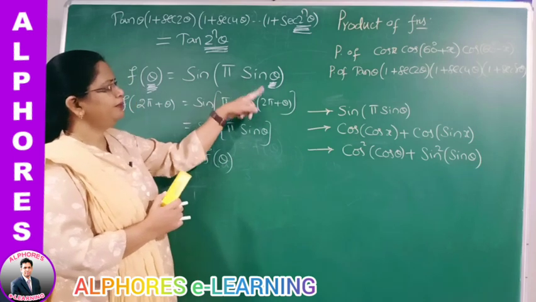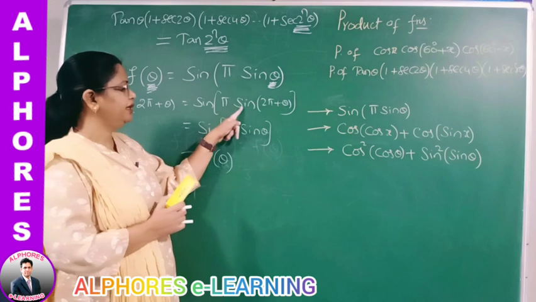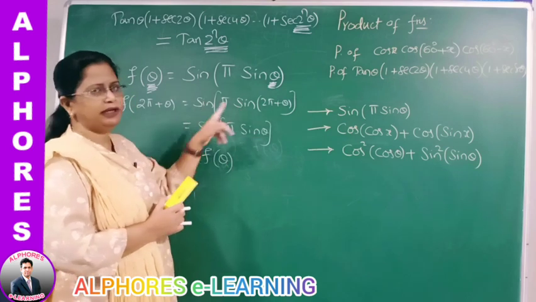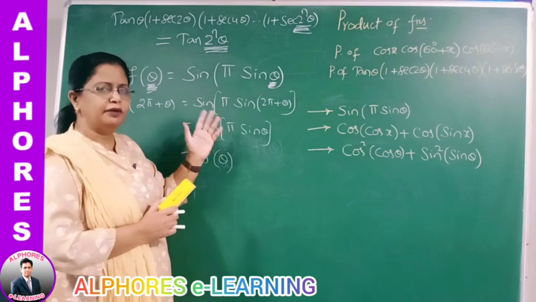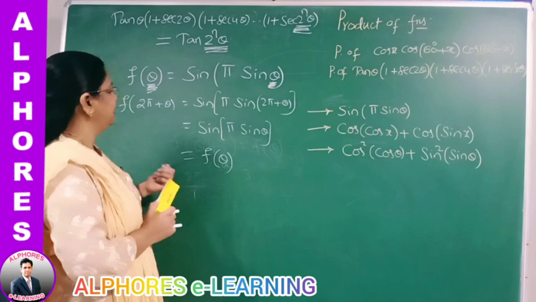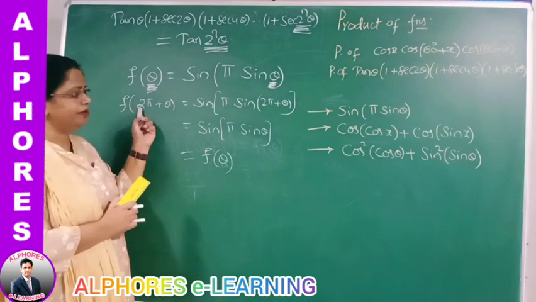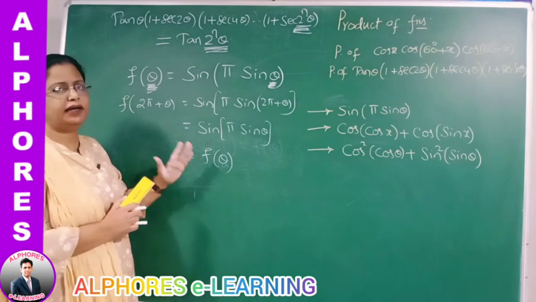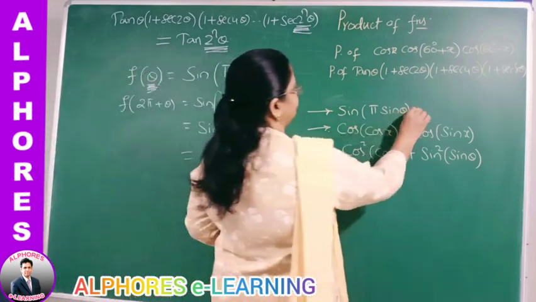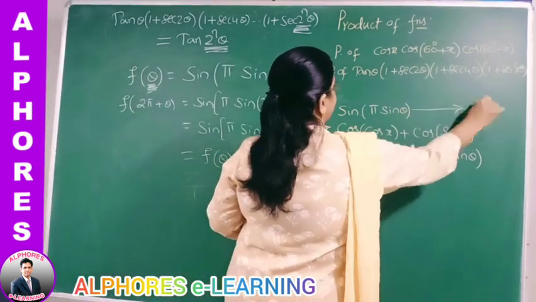Now if I go for pi plus theta, what will you get here? Minus sine theta, and sine of minus sine theta is nothing but minus sine theta, so you get minus f of theta. But according to our definition, you must get the original function as it is. That's why, what is the final fundamental period here? It is nothing but 2 pi.